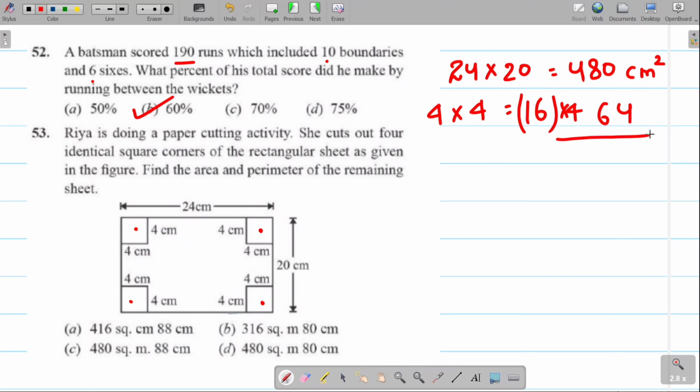What is the remaining area? We will subtract this 64 from 480. 10 minus 4 is 6, 7 minus 6 is 1, and this is 4. So 416 centimeter square. This is the remaining area.